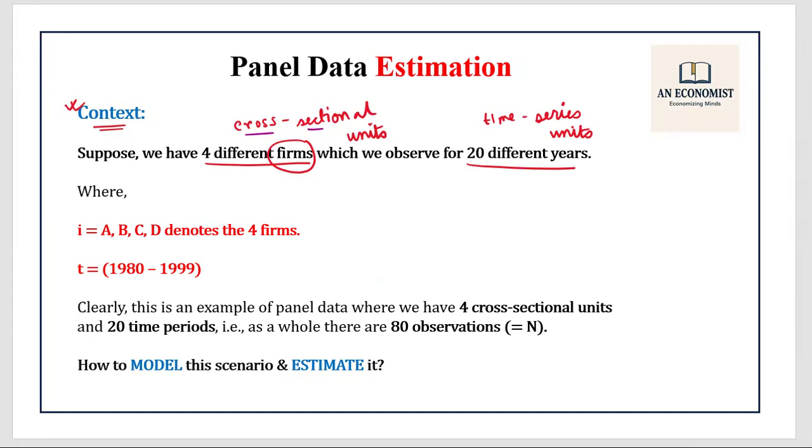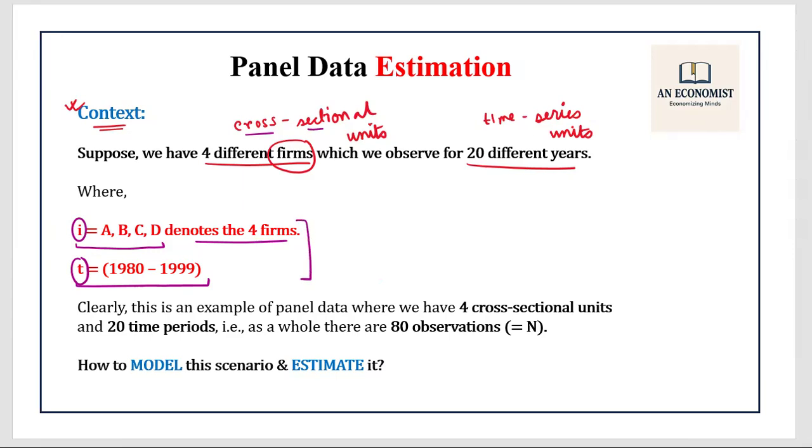So here we have four cross-sectional units. See here, I have written i is A, B, C, D. So A, B, C, D are the four different firms that we are talking about. And you have 20 different periods, which will be denoted by small t. Cross-sectional units are denoted as small i in general in panel data analysis, and time period is usually denoted as small t. Here I have taken some specific years from 1980 to 1999. These are 20 years altogether.